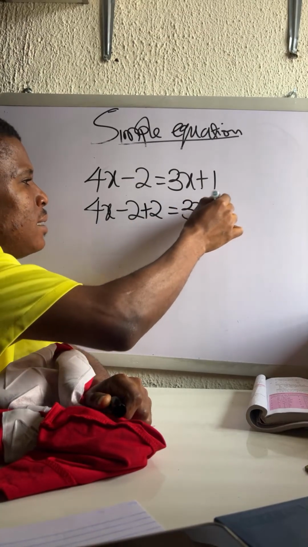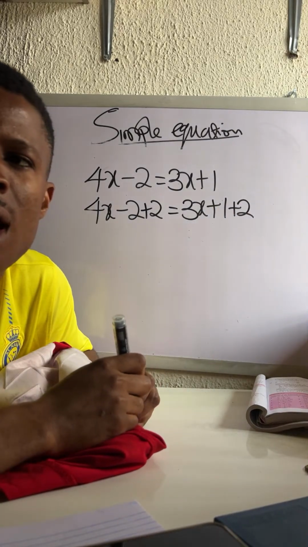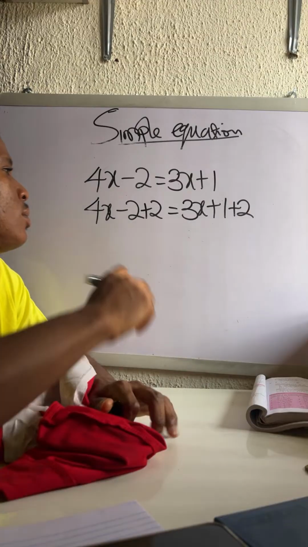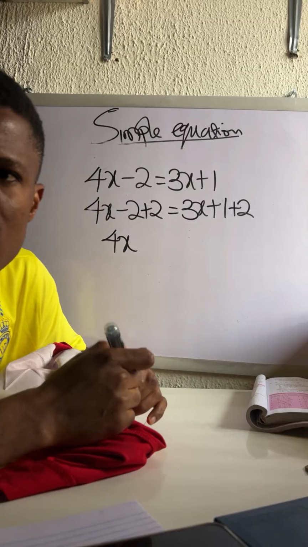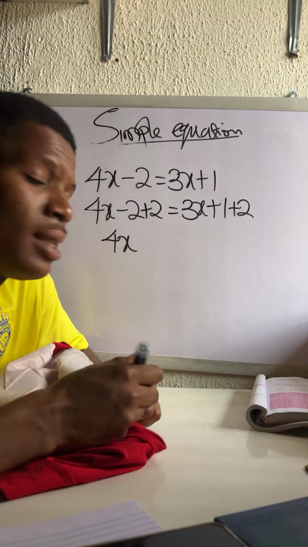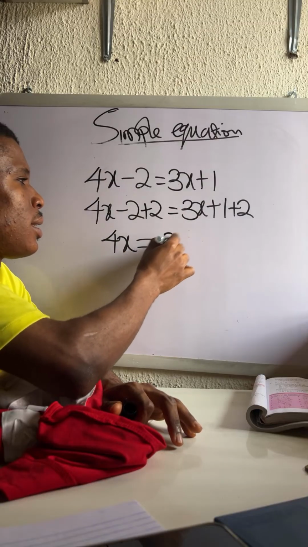So if you have this, I'll just have to add 2 to get rid of this 2. But I will not just add it in one place. I have to add it on both sides of the what? Equation. Okay? If I add it, what do I get? I have 4x minus 2 plus 2 is 0, so that's actually eliminated. I'm now left with 3x.